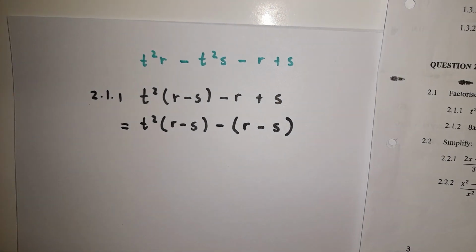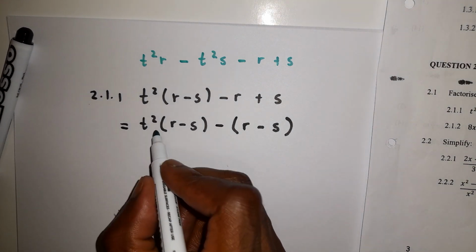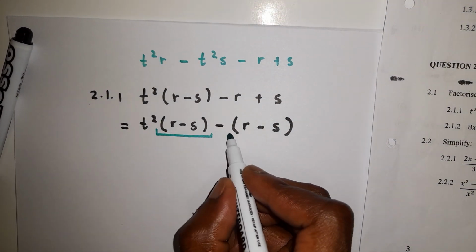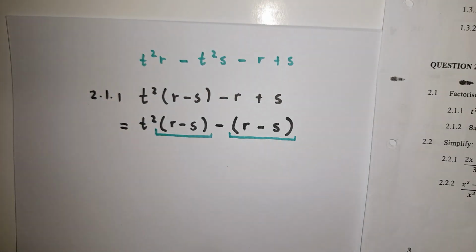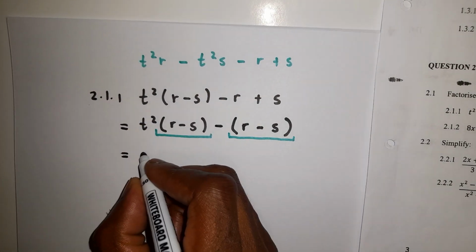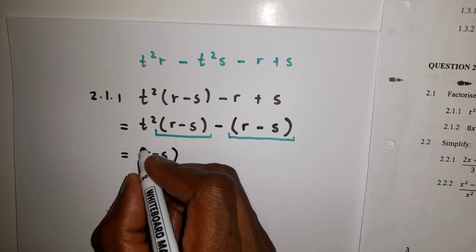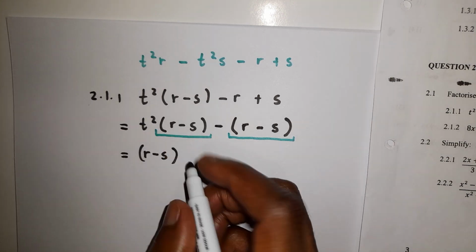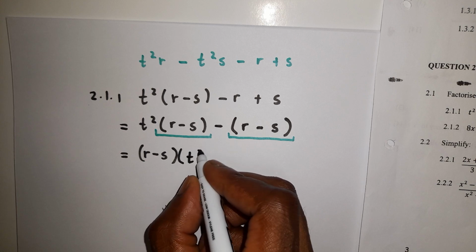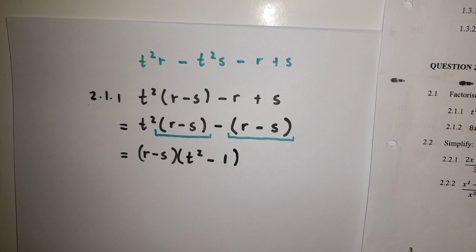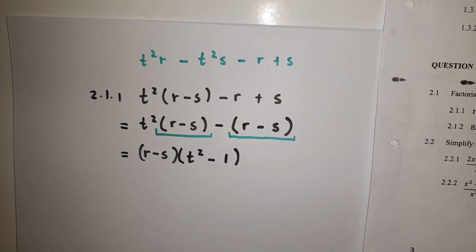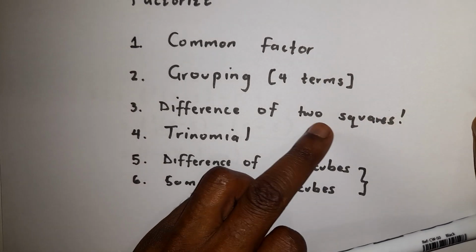Ladies and gentlemen, now you will see that we have a common factor. Why is it a common factor? It's a factor that is common to both terms, so it means we can take it out. When we take it out, we are going to have r minus s. When we take it out from this term, we are left with t squared. Then when we take it out from this term, we are left with a negative 1. But now, grade 10s, something comes back again. We see what? A difference of 2 squares.